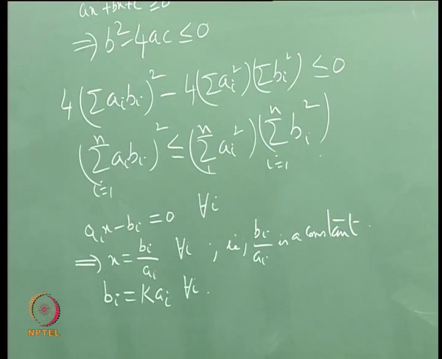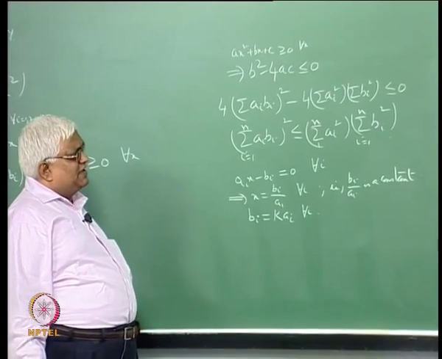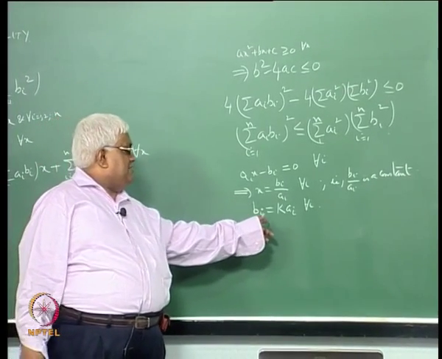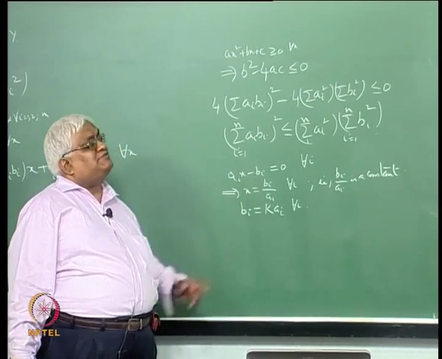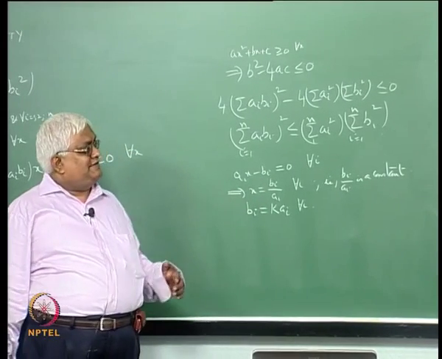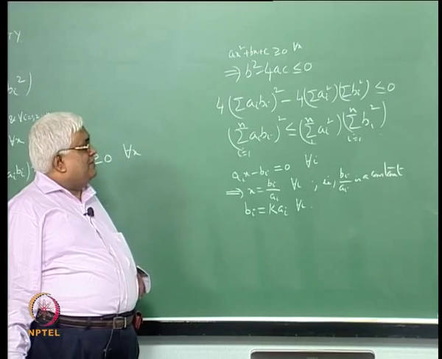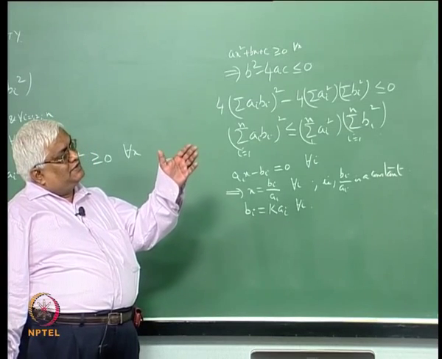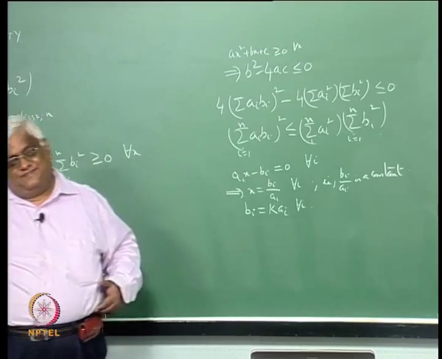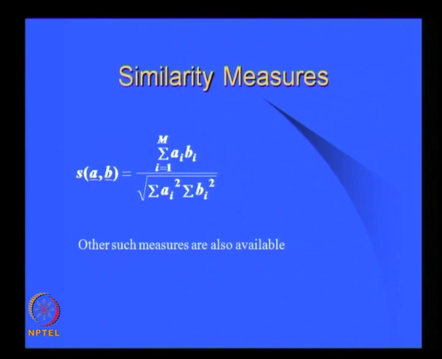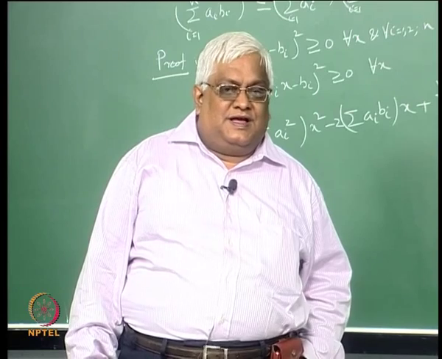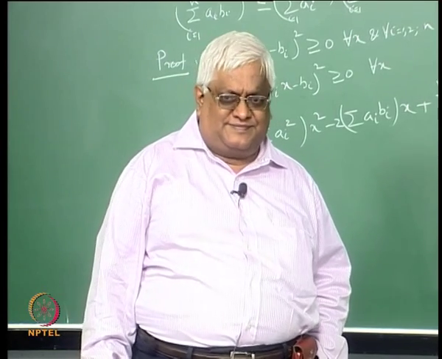That means, if you look at that expression that is there on the board, if b_i is equal to some k times a_i, then what will happen to the quantity S_AB? It is equal to 1, am I correct? It is equal to 1 or minus 1.